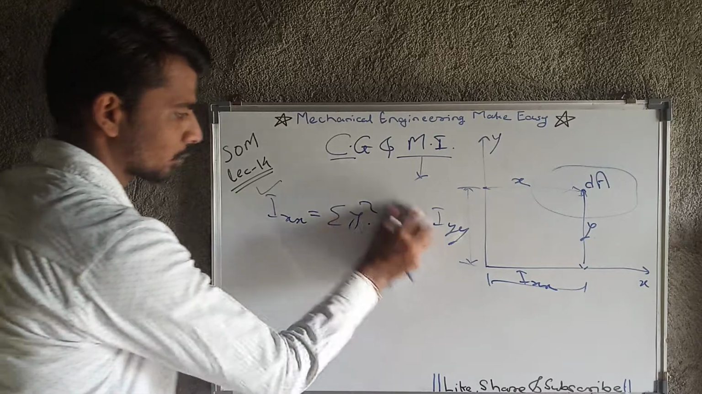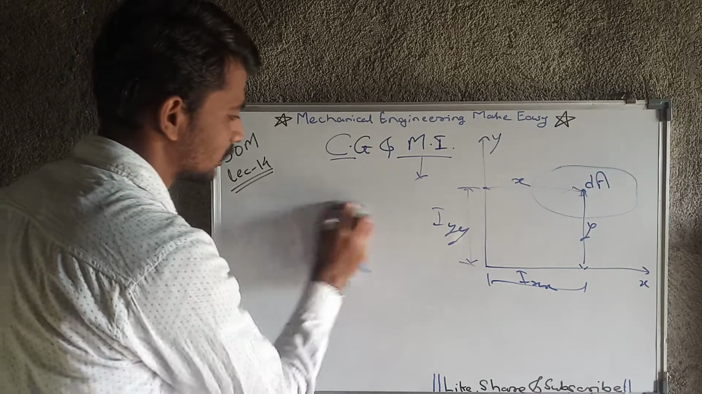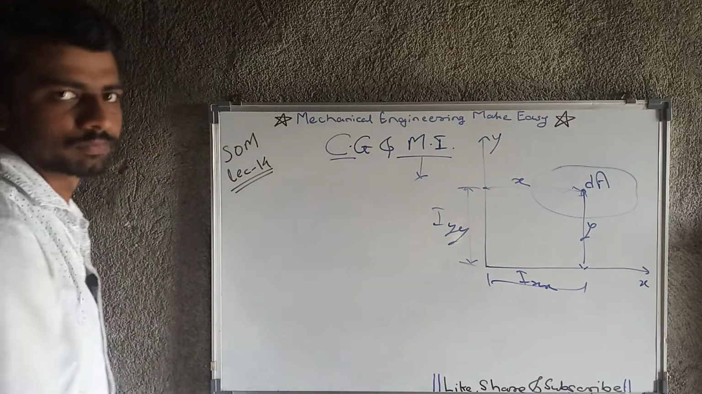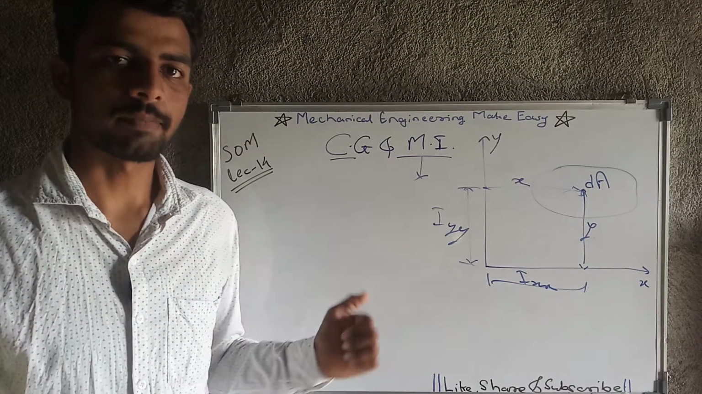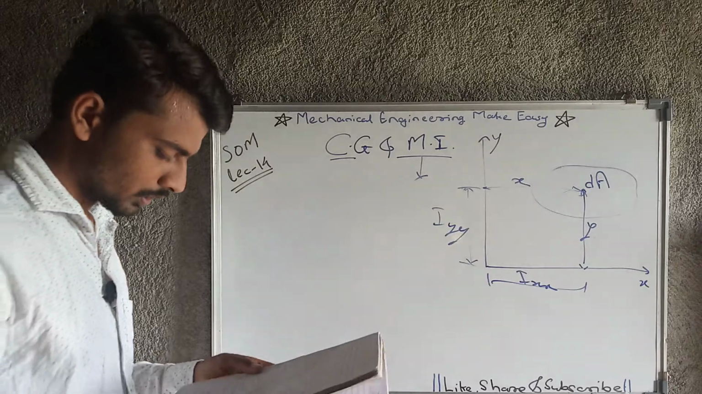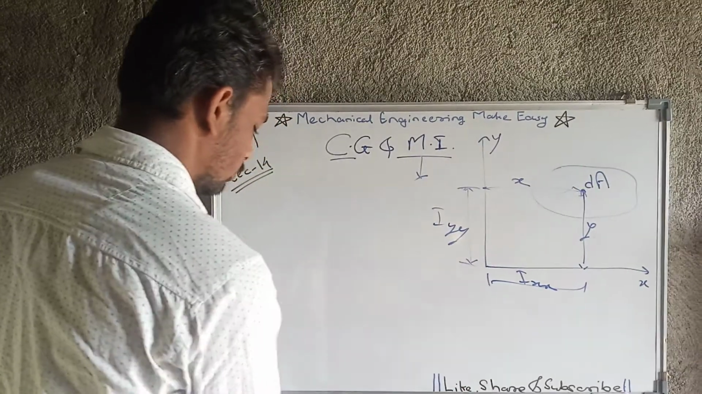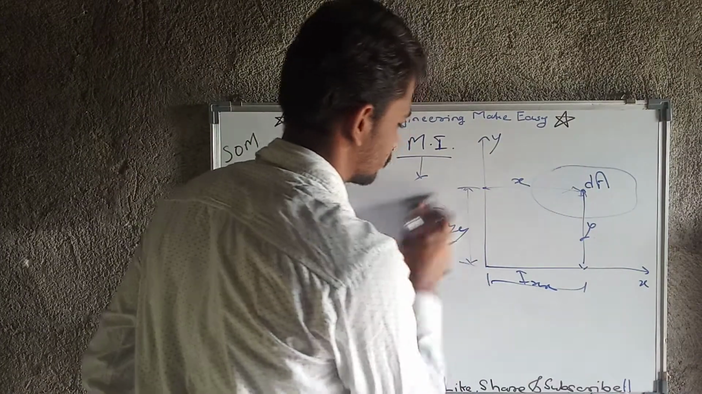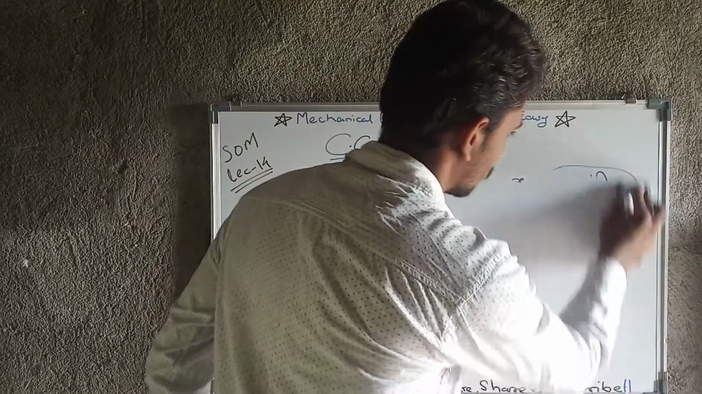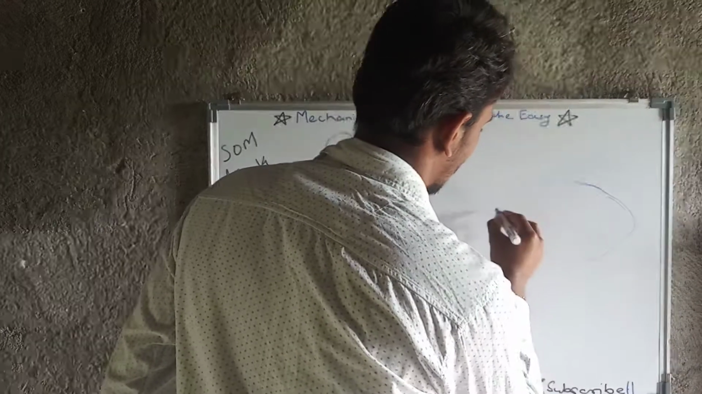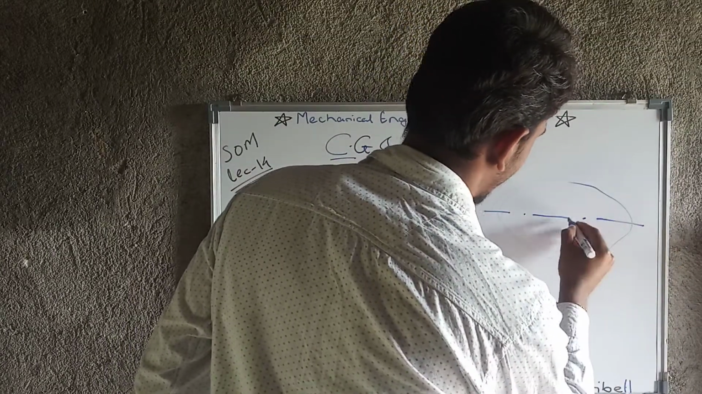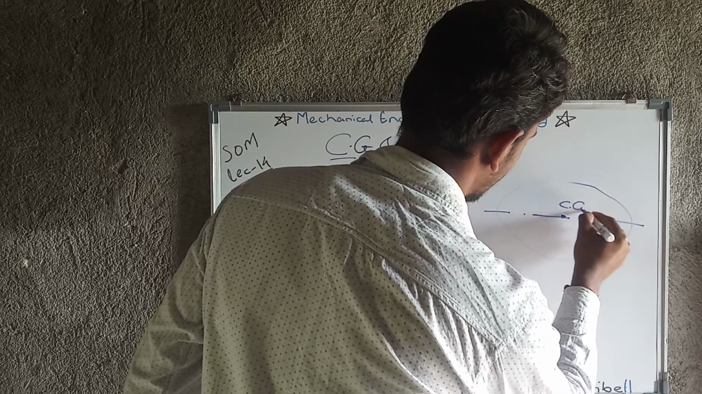For calculation of moment of inertia, there are two very popular theorems, that is parallel axis theorem and perpendicular axis theorem. So we will look at these theorems. Firstly we will move with the parallel axis theorem. What exactly is the parallel axis theorem? For example, if this is a body and this is the axis which is passing through the CG of the body.